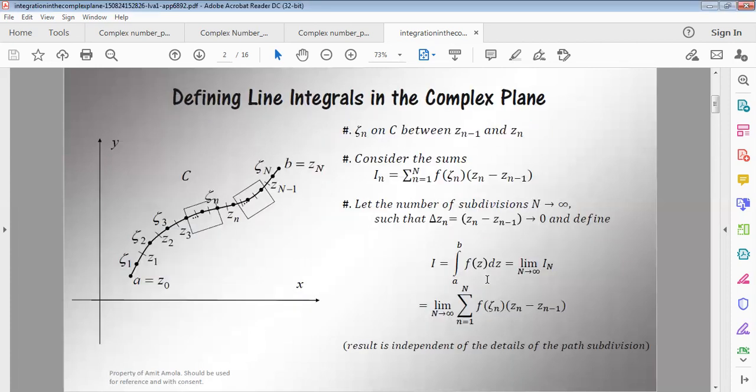So this equals the limit as capital N tends to infinity of the sum from small n equals 1 to capital N of f of xi n. Just this one. And this will give the total I. Total I equals what? The total length of this curve.